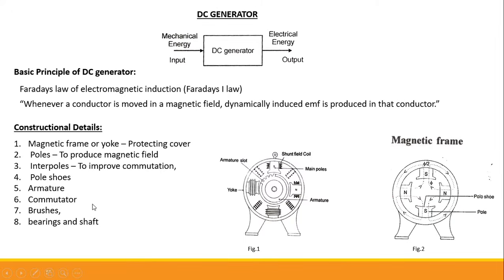Commutator. It is used to convert bidirectional EMF into unidirectional EMF. Brushes are used to collect the current. Bearings and shaft. Bearings are used to avoid unwanted oscillations. And shaft is used to provide mechanical support to the machine. Dear students, the constructional details of the DC machine are common for both the DC motor and DC generator. Here I have explained for DC generator.